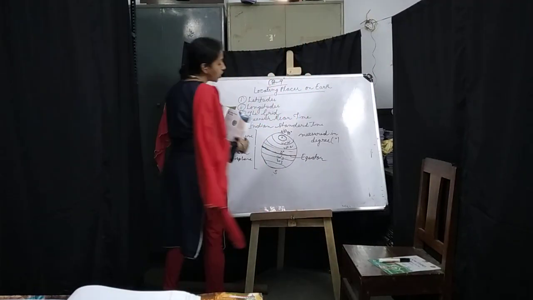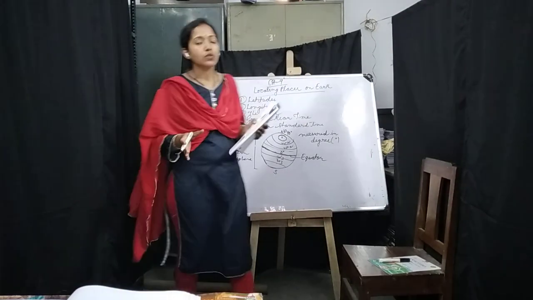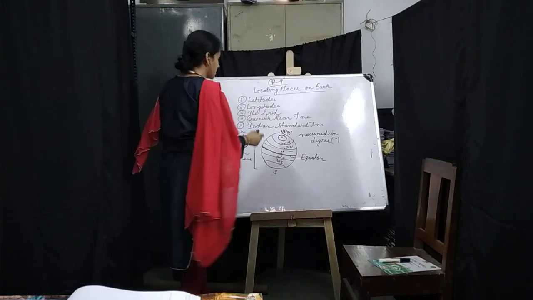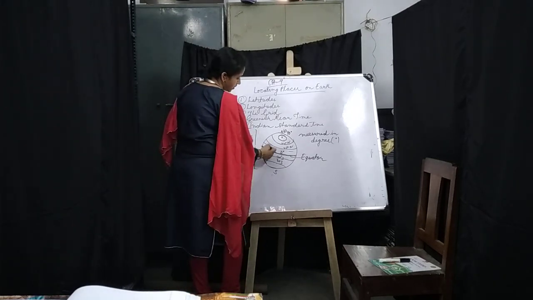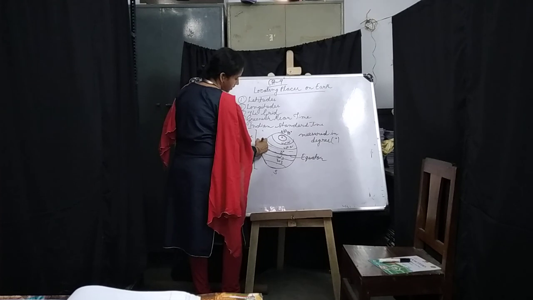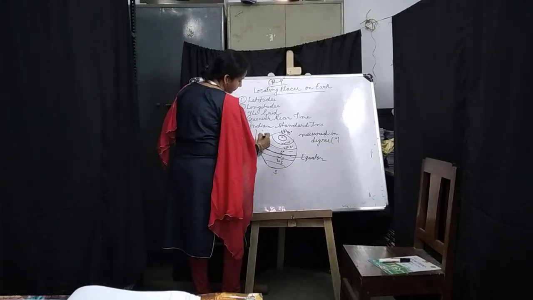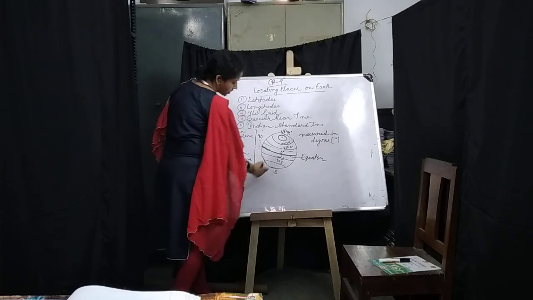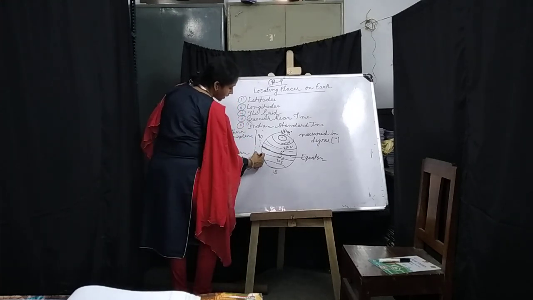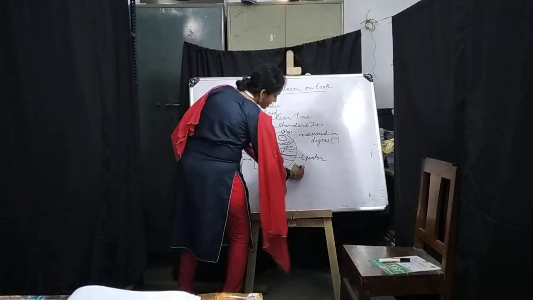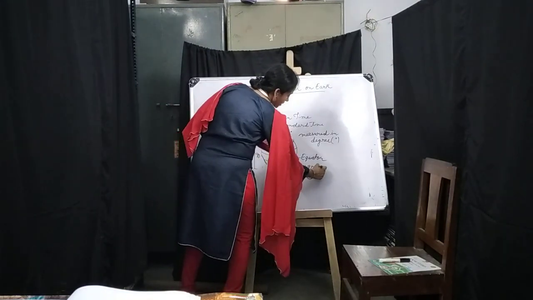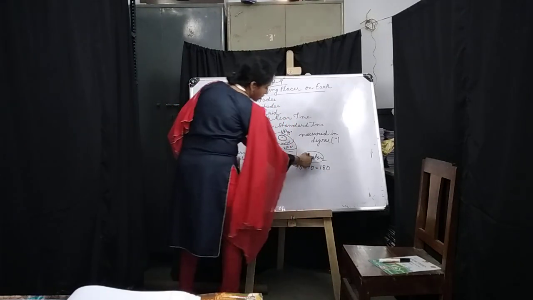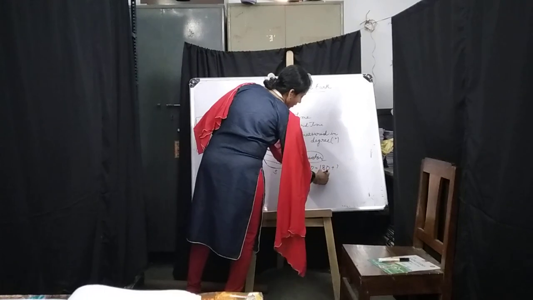Now the next question is, how many latitudes are there in all? There are 181 latitudes. Above the equator to the pole, there are 90 latitudes, and below the equator to the south there are 90. So 90 plus 90 is 180, and 1 latitude for the equator makes 181.